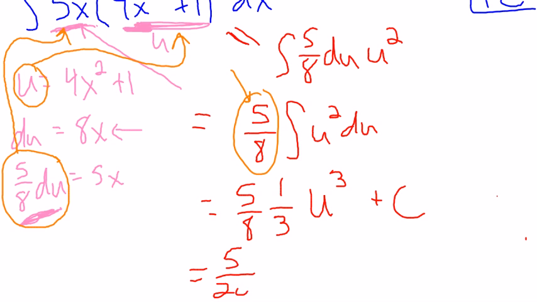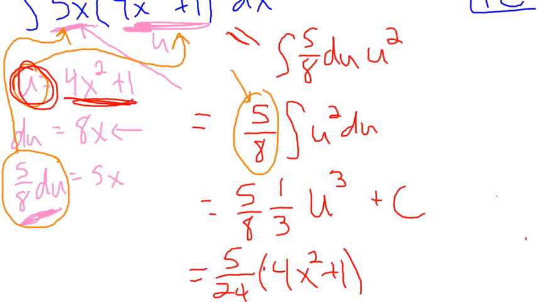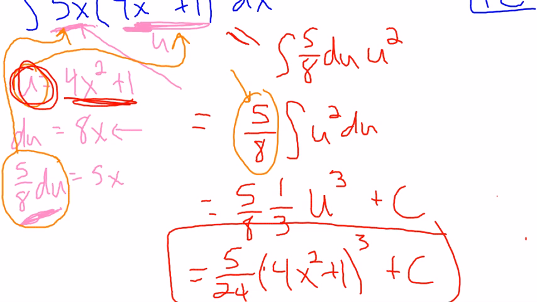5 over 24, and then I'm going to sub my u in. This is my u, which means I need to replace this in for the u, so I'm going to go 4x squared plus 1, and then I cube it, and I write plus c. And that's my answer for that one. And those are all your indefinite integrals.